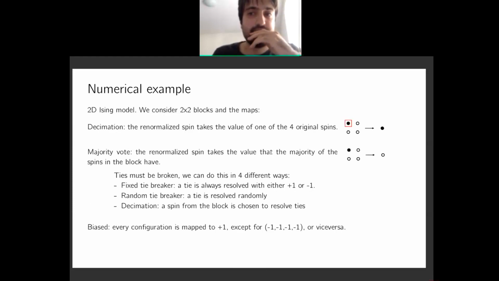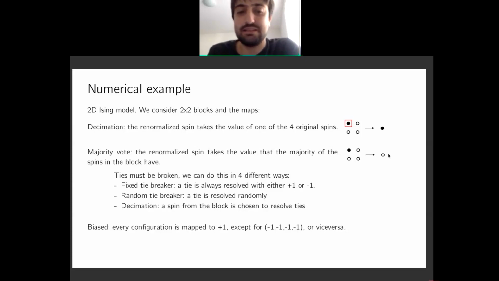And quickly at the end here, we have a numerical example in just the 2D Ising model. We can consider the 2D Ising model and 2x2 blocks, and we can simulate this using tensor networks and the convex transfer matrix method. And we pick a bunch of maps to choose from. So we can use decimation, the one I described at the beginning. So we just always pick the top left spin to do our optimization, to choose a renormalized spin, or we have majority vote. So if the majority of spins in the system are up, we pick up as a renormalized spin.